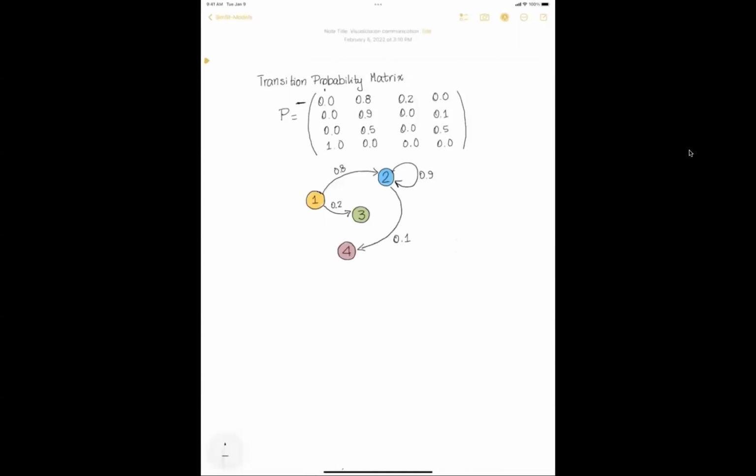And then from state 3, we don't go to 1, we can go to either state 2 or state 4. So we can go here, and we go to state 2 with probability 0.5, or we can go to state 4.